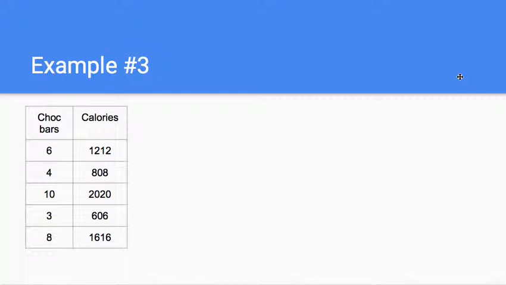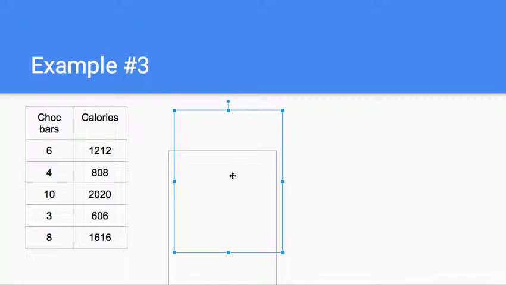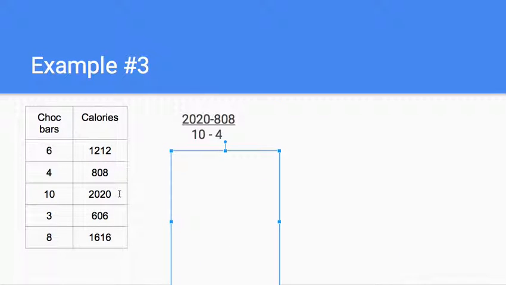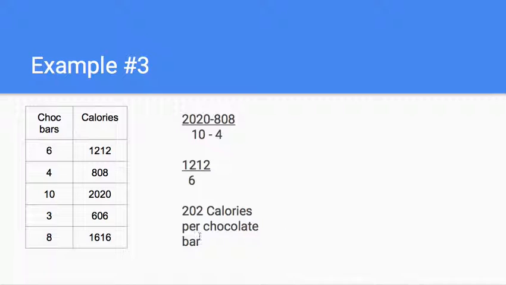Let's look at the last one. In this case, you can see the numbers are all jumbled. So I have chocolate bars and calories. I start with any two that I want. 2020 over 808, that corresponds with 10 minus 4. So 2020 minus 808 gives me 1,212. I divide that by 6, and I get 202 calories per chocolate bar. And I can already tell right now that this is going to be a proportional relationship just because I can look at this and compare it here. I can see the same situation, my y and my x.